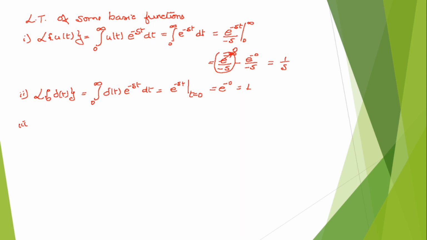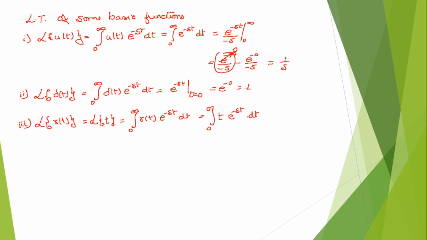Third one, Laplace transform of r of t. R of t is the same as Laplace transform of t. Okay, that is by definition 0 to infinity r of t e to the power minus st dt. So in this interval 0 to infinity r of t equal to t, so it is 0 to infinity t e to the power minus st dt.